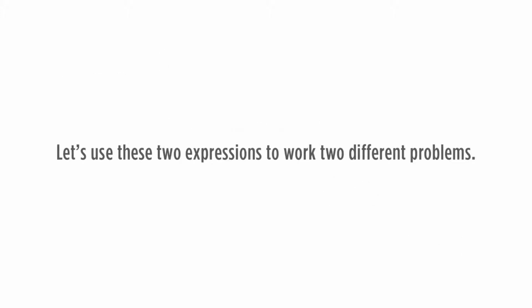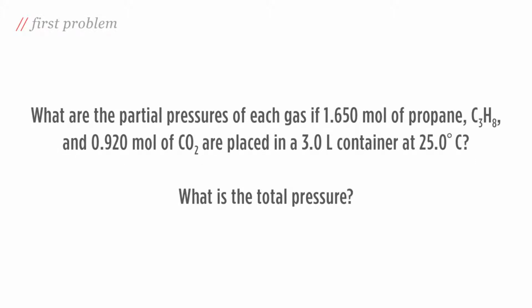Okay, let's use these two expressions and work two different problems. First problem: what is the partial pressure of each gas if 1.65 moles of propane, C3H8, and 0.920 moles of carbon dioxide are placed in a 30-liter container at 25 degrees Celsius? What is the total pressure? If we analyze the question, it's giving us some information, but it's actually asking us two things. One, we need the partial pressures for each, the propane and the CO2. And it has a second question: what is the total pressure? So we're also going to have to calculate the total pressure.